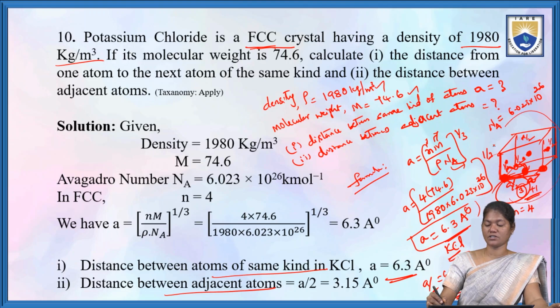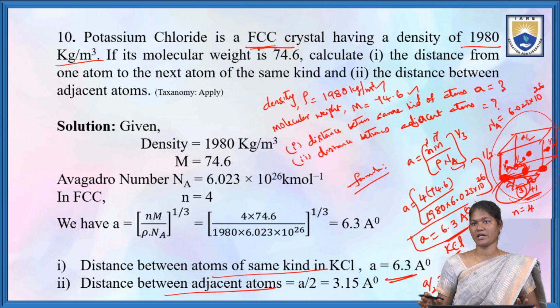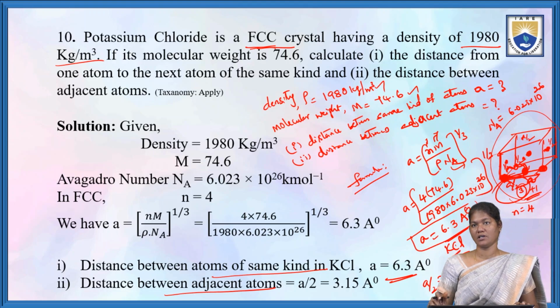So the structure has potassium atoms and also chlorine atoms. Same kind, in the sense, we'll take the a value, and adjacent means that we have to take a by 2. Adjacent means different atoms will be there. So the adjacent one is potassium with chlorine, the potassium atom with the chlorine atom. So that distance is a by 2, which is equal to 3.15 angstroms.